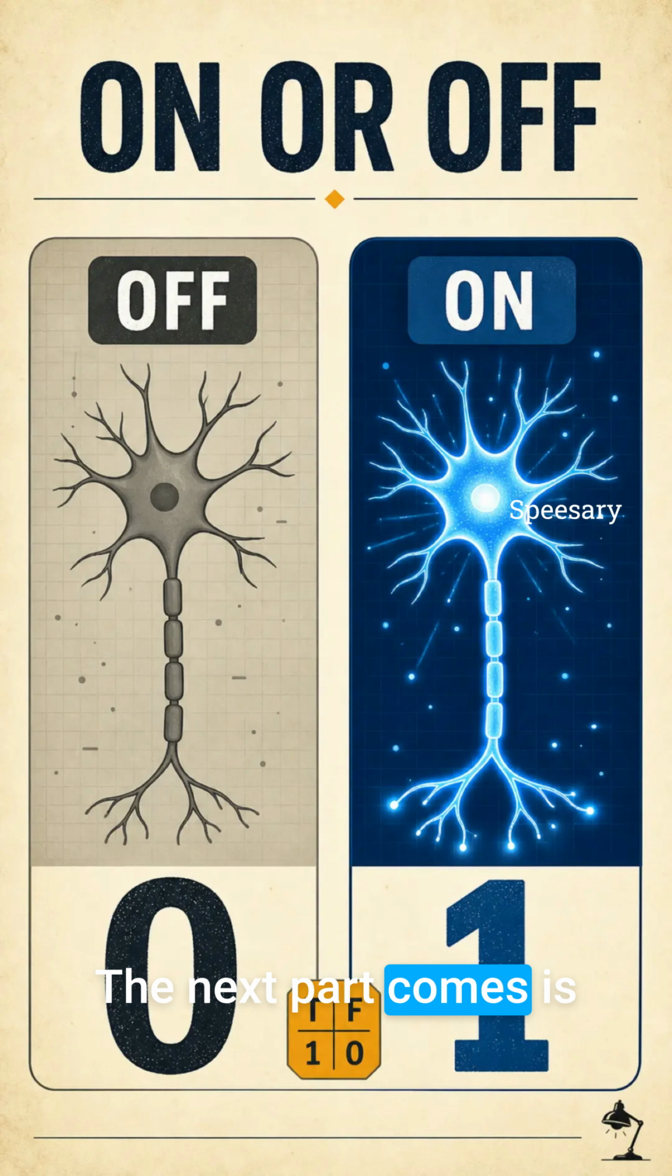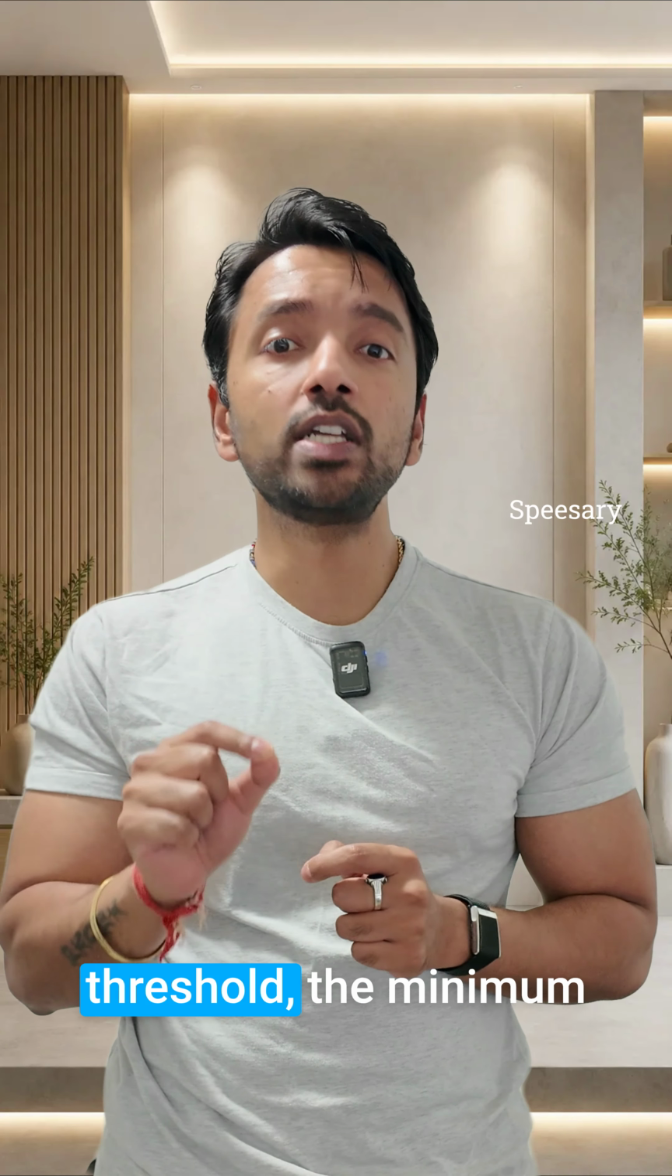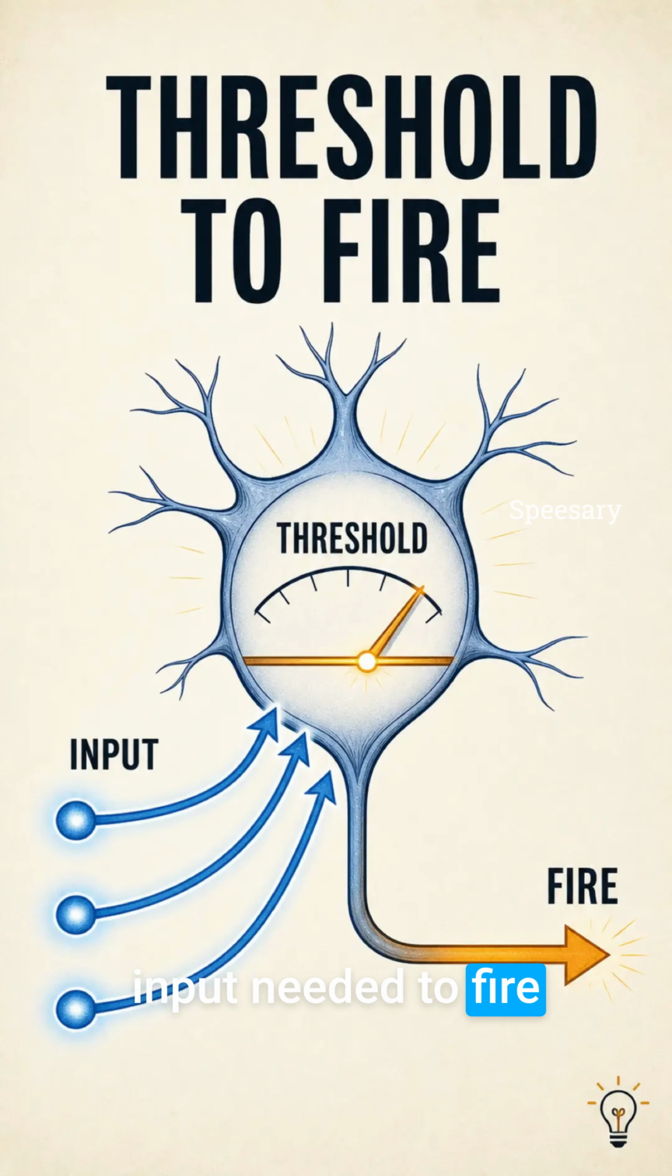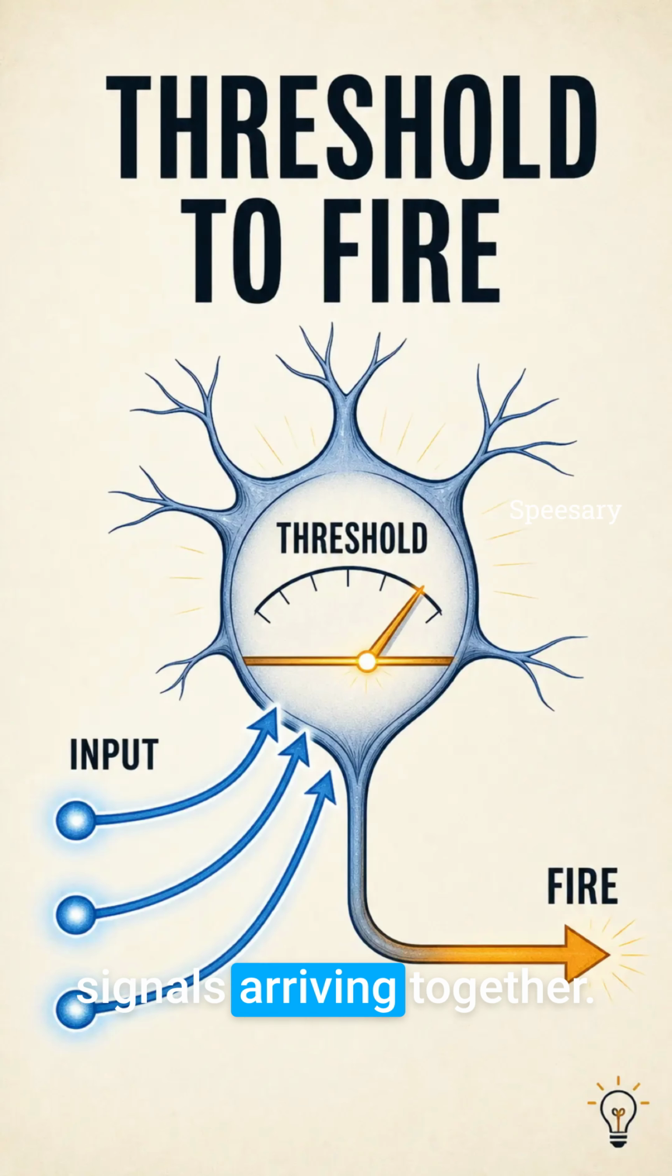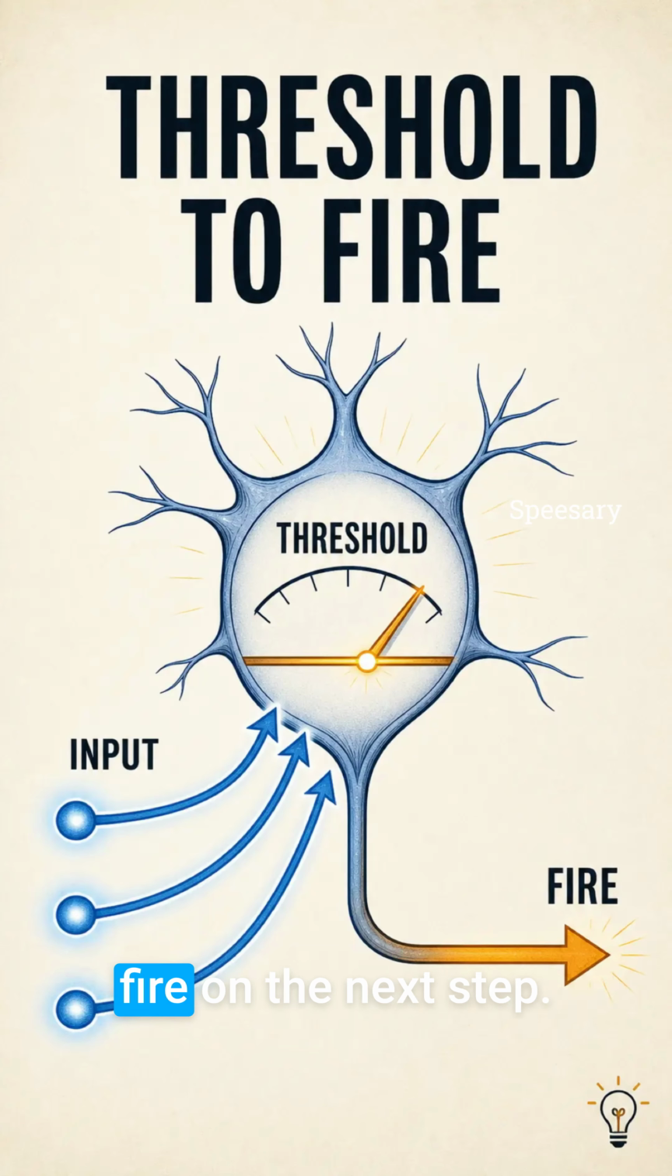The next part is very important, which is threshold, the minimum input needed to fire. You imagine several signals arriving together. If enough arrive within a tiny window, the neuron fires on the next step. If not, it stays quiet. The exact chemistry is ignored, so the structure becomes very visible. This is the model of a decision, not of chemistry.